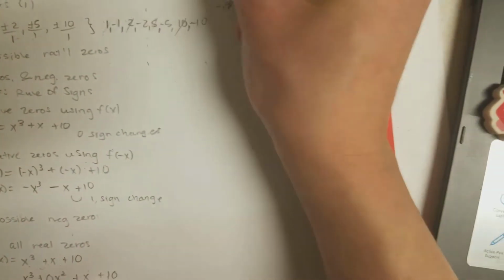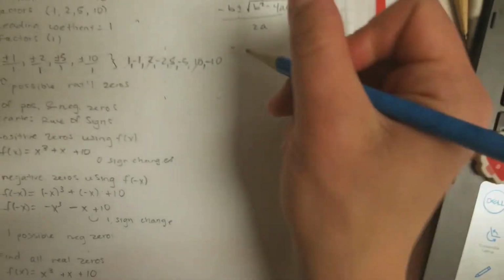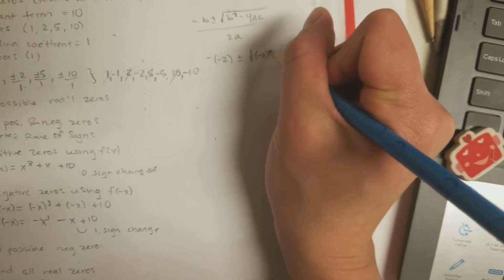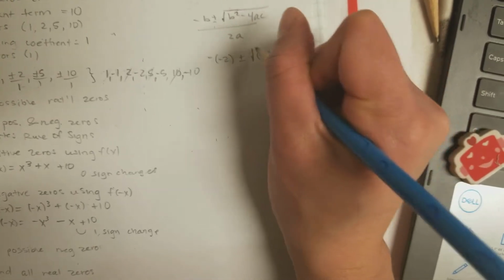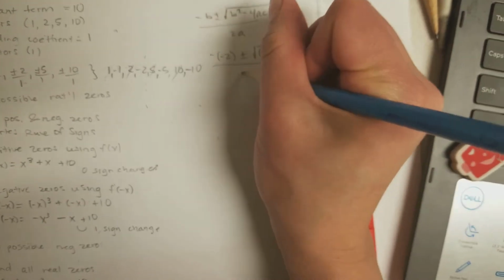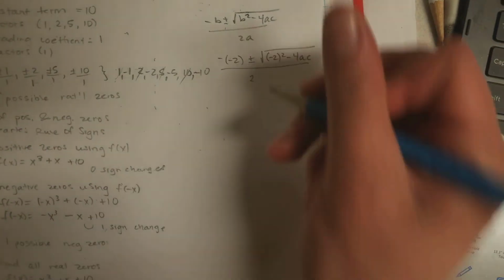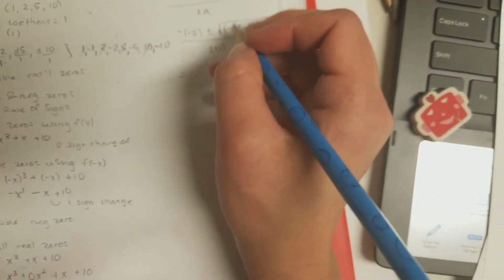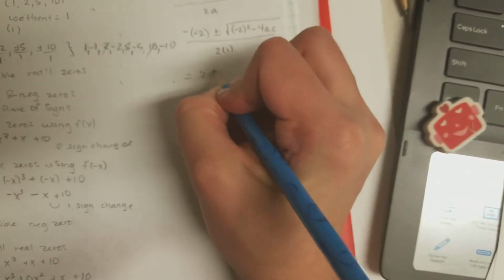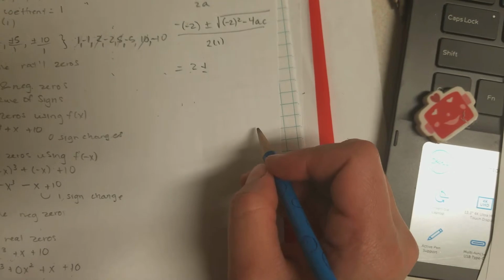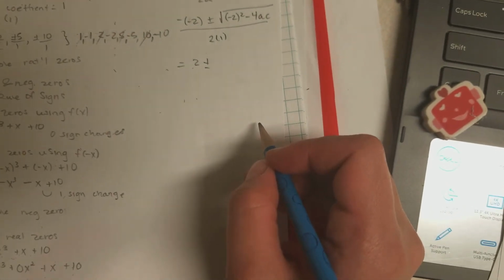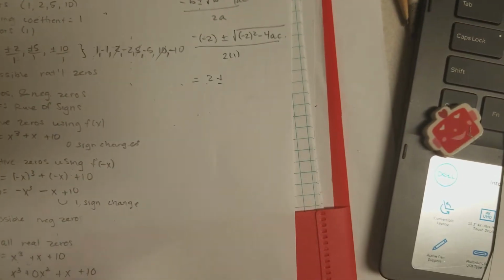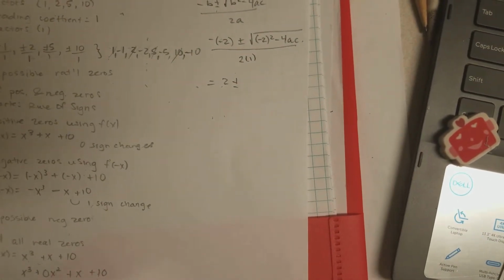And then he had the opposite of negative 2 plus or minus the square root of negative 2 squared minus 4ac, over 2 times, what was our a? 1, which gives you 2 plus or minus, if you stick that in the calculator, apparently it is negative 16.